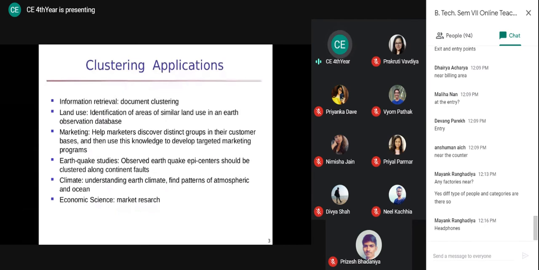And so on. Some other examples are earthquake studies, climate related studies, and economic science, where once again market research is there, right? So these are some applications or areas where you can use clustering, or you can say the unsupervised learning algorithms.